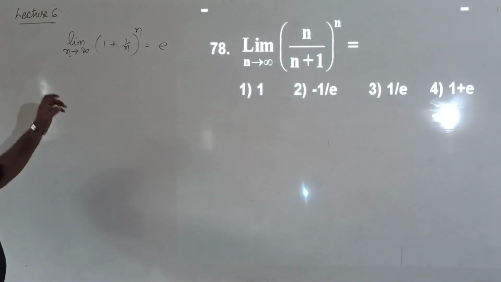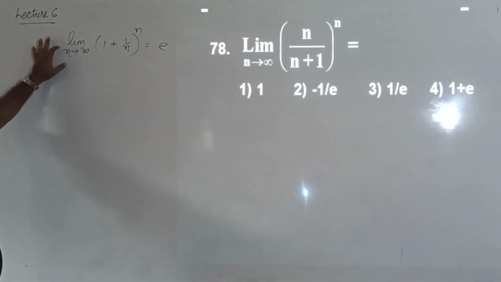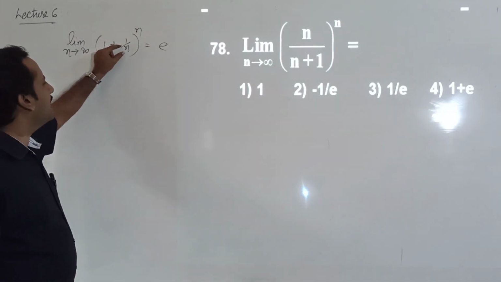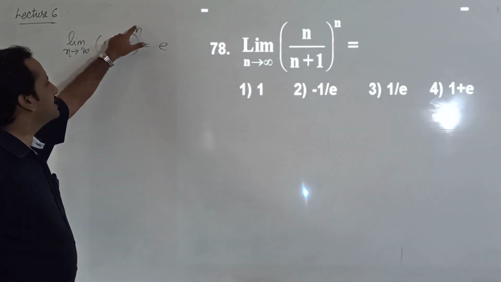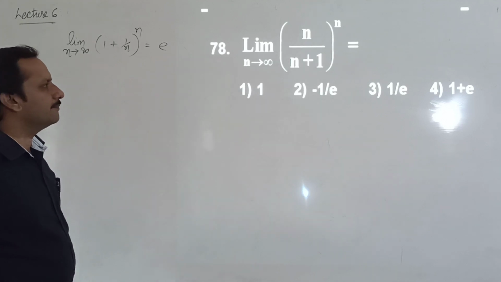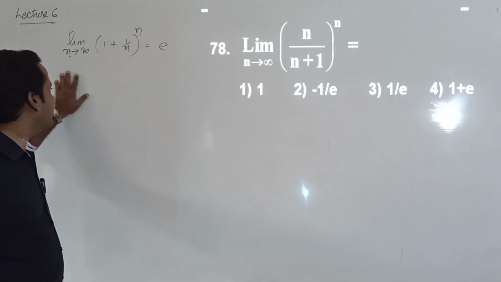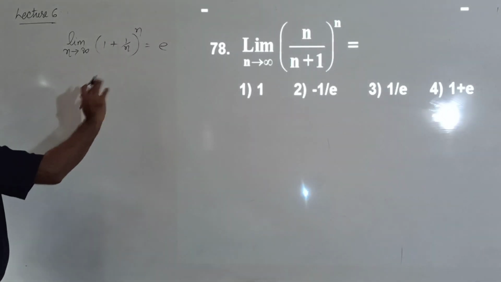I think I gave it in terms of x, now it is in terms of n, no problem. Limit n tends to infinity 1 plus 1 by n whole power n is equal to e. Whatever we have here, its reciprocal should be there in the power. Here 1 by n is there, so its reciprocal n is the power. Okay. Now first I will solve it by using this formula, and afterwards I will give you another method. I want to use this formula.